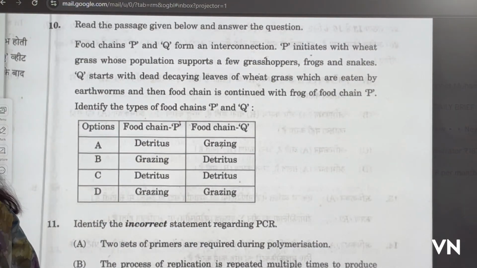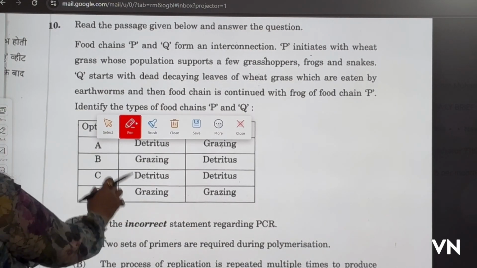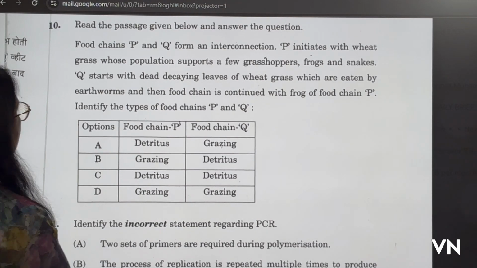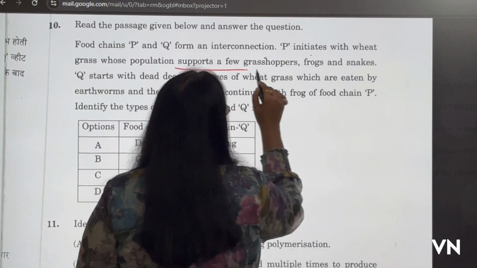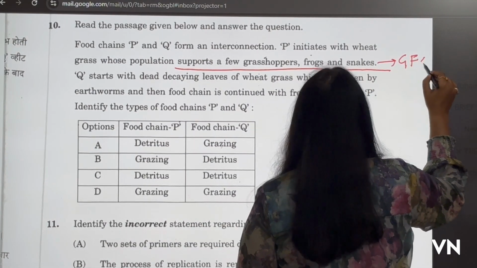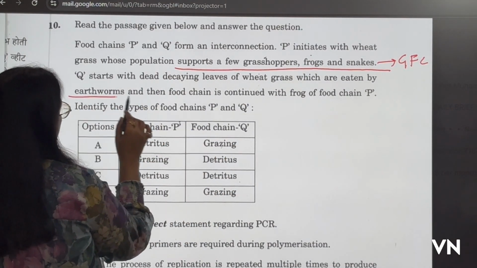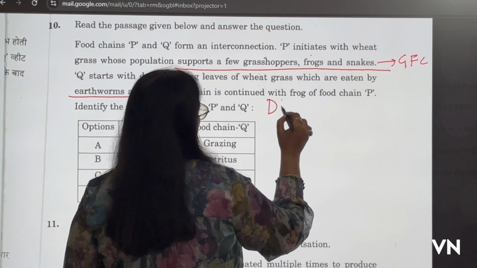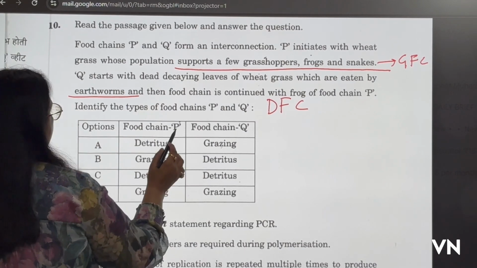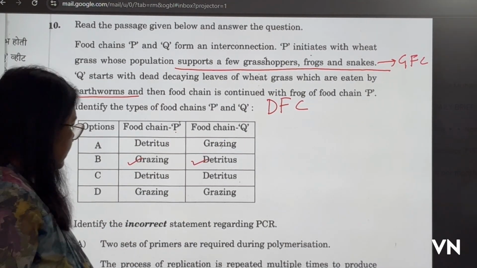Read the passage given below and answer the following. Food chains P and Q form an interconnection. P initiates with wheatgrass, whose population supports a few grasshoppers, frogs and snakes, so it should be grazing food chain. Q starts with the dead decaying leaves of wheatgrass which are eaten by earthworms, so detritus food chain. Identify the types of food chains P and Q. P, grazing food chain, Q, detritus food chain. Very simple question.